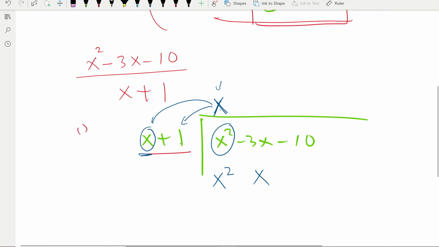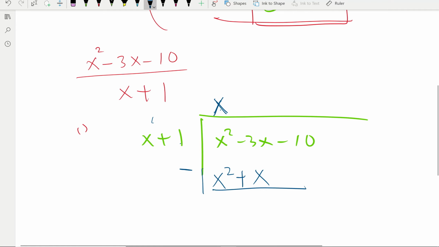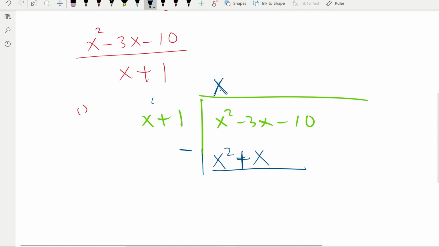Now here's the important thing. This is the step where you can make lots of mistakes. Now you do subtraction. Make sure you do the subtraction very carefully. Here I got plus because x times x is plus x, right? So do the subtraction very carefully. x squared cancels out. Minus 3x subtract plus x is actually minus 3x minus x, which is minus 4x. Here there's nothing to subtract from negative 10, so that negative 10 comes down for free.